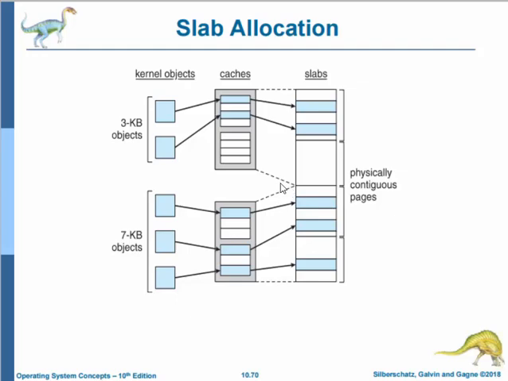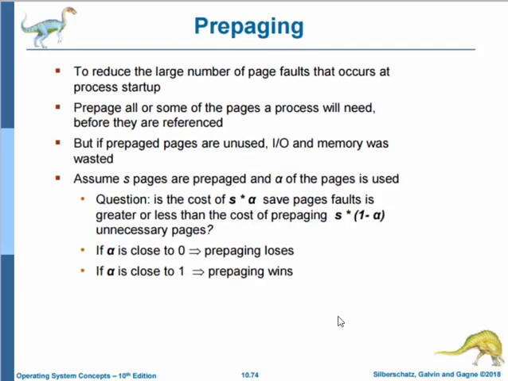So initially, all the objects in the cache are marked as free. So when a new object for a kernel data structure is needed, the allocator can assign any free object from the cache to satisfy the request, and the object assigned from the cache is marked as used.